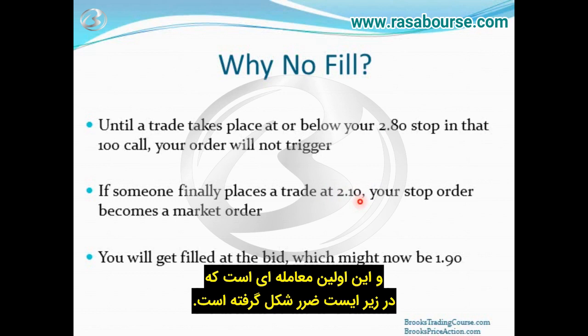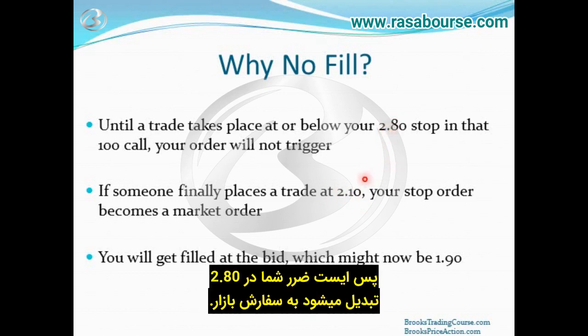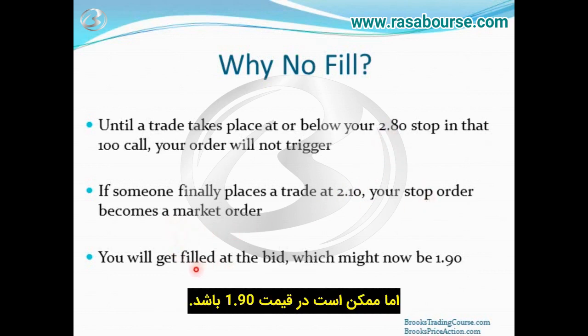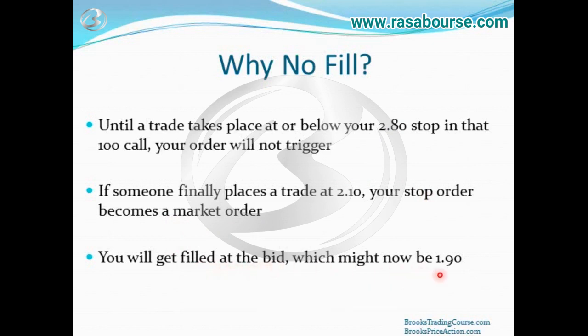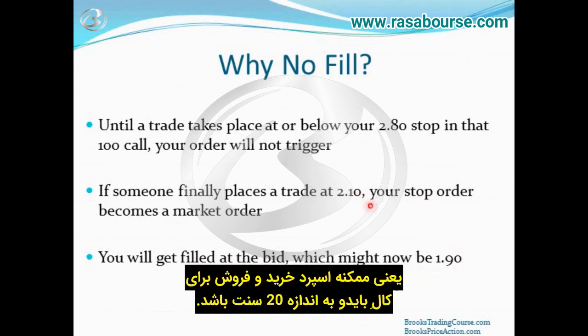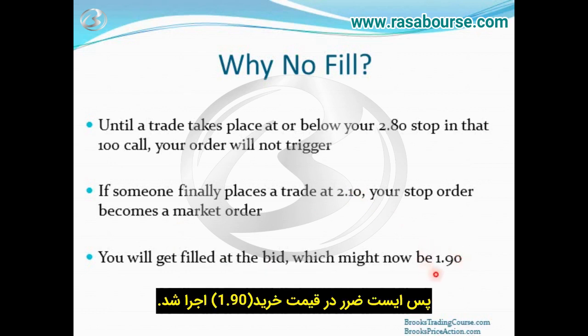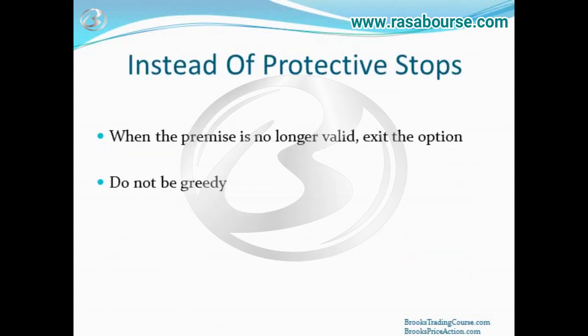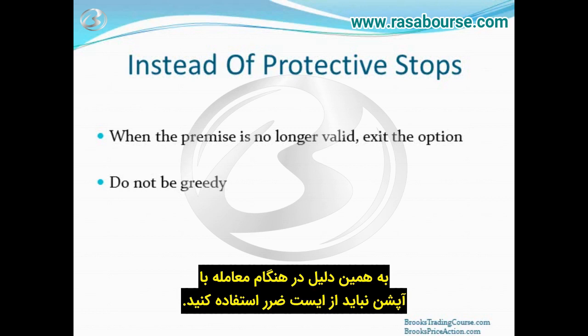This is the first trade that took place at or below your stop price. So now your 2.80 stop becomes a market order, right? You'll get filled at the bid, but the bid might be 1.90, right? There might be a 20-cent bid-ask spread in the Baidu 100 calls. So now you'll get filled at the bid, which is 1.90. So your 2.80 stop got filled at 1.90, 90 cents worse than you thought it should be filled. That's why you cannot use stops when you trade options, or why you should not use stops.